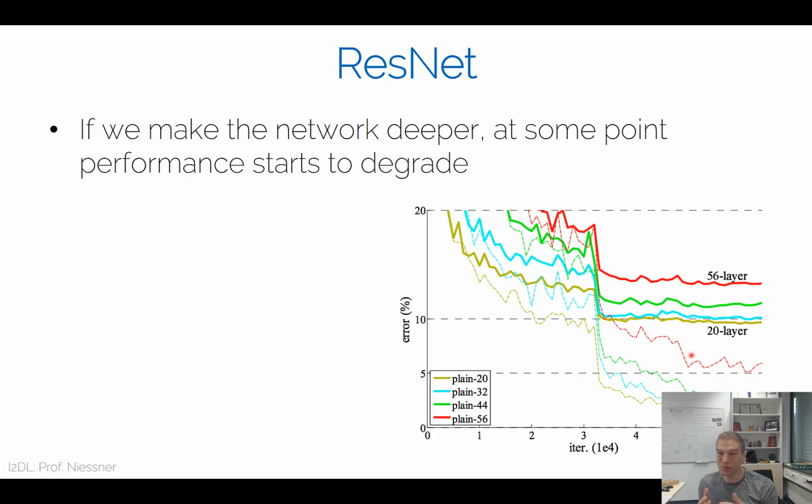So the problem here is very simple. The more layers you add, the 56-layer network doesn't get better. In fact, it gets worse, and it gets worse quite significantly.